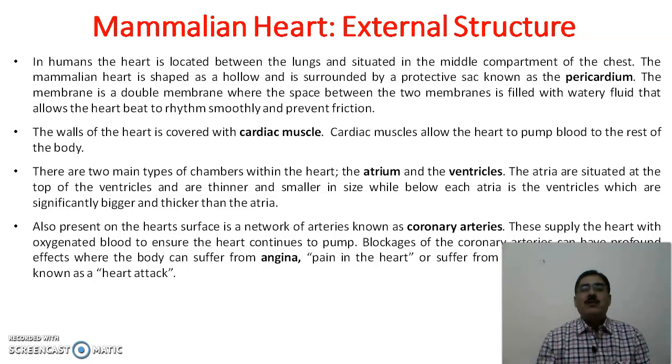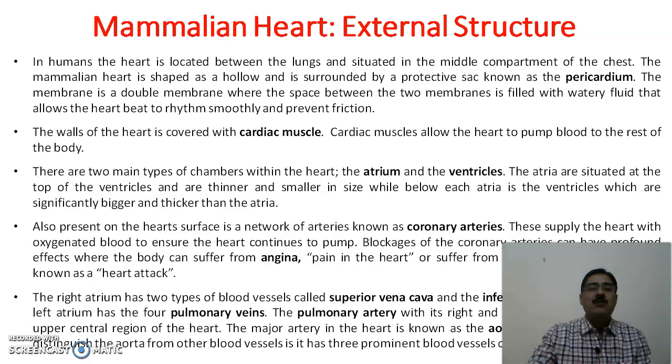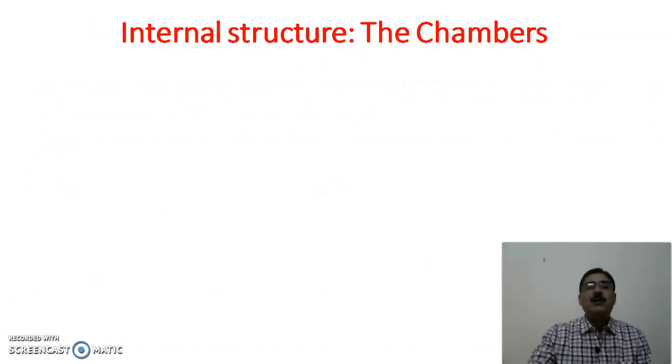On the heart surface there is a network of arteries, including the coronary arteries, which are responsible for providing blood to the heart itself, and whenever there is a blockage in this coronary artery, the body can suffer from angina, the pain in the heart, or suffer from myocardial infarction, also known as the heart attack. The right atrium has two types of vessels, already told you earlier on.